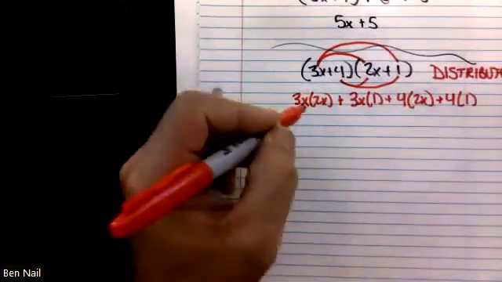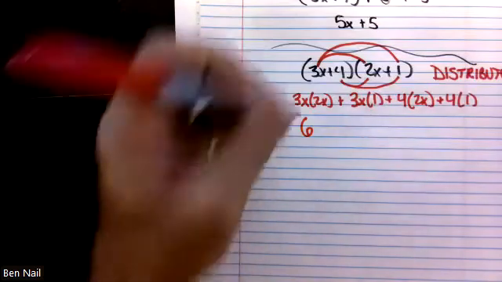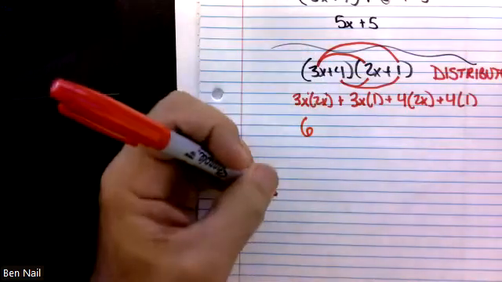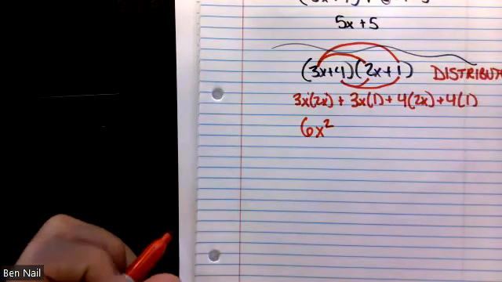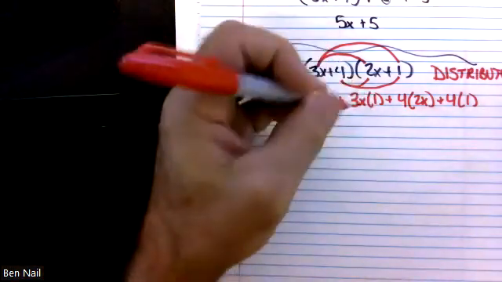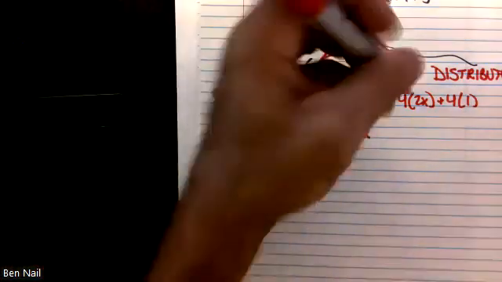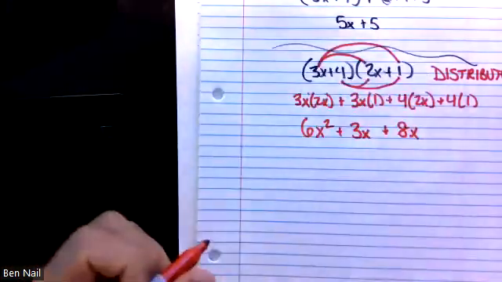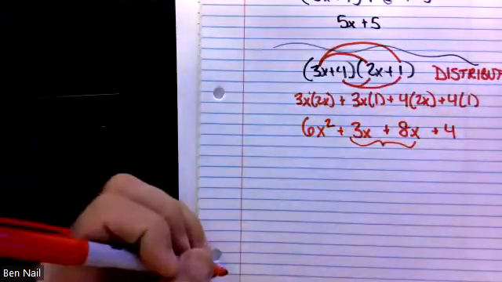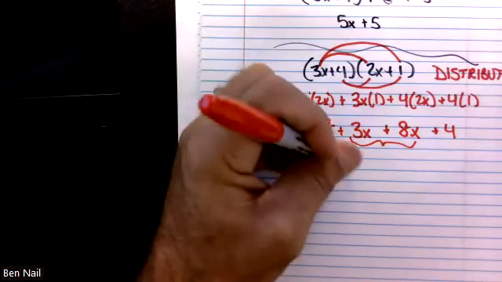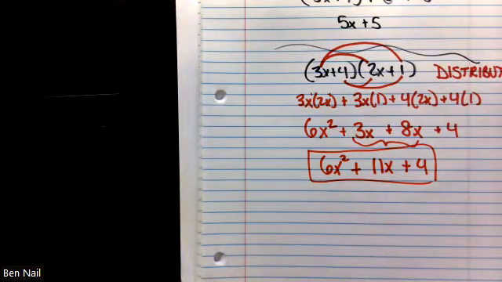So again, when we multiply, the rules for multiplication are you multiply the coefficients. So 3x times 2x is going to be 6. And then when you multiply variables and exponents, you add the exponents. So x to the first times x to the first is an x to the second. Okay, 3x times 1, you multiply the coefficients. 3 times 1 is 3. And then we've got an x. Same, 4 times 2x is 8x. 4 times 1 is 4. And if we have any like terms, we have to combine those, like a 3x and an 8x. So finally, we get our answer. Very different from addition.